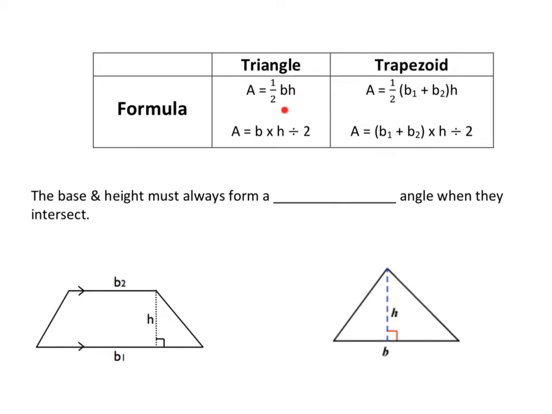Now if you don't like it that way, you can always look down at the next one. Base times height divided by 2. They mean the same thing. I just like the second one a little bit better.